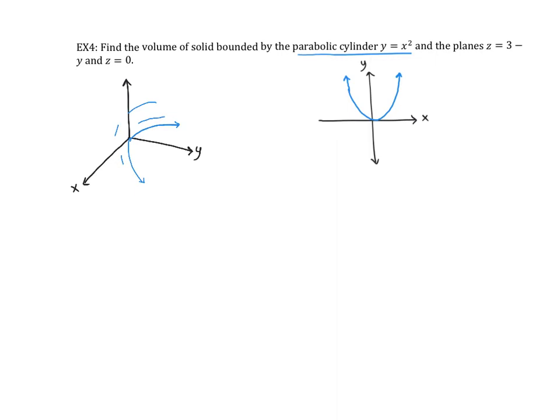So what I'm going to do is now look at my z values to figure out what kind of bound I'm going to have. Well, I'm bounded by z equal to 0, so that would be the xy plane. So I can stop there. And then I'm bounded by the plane z equal to 3 minus y. Well, when y is 0, z is 3. When z is 0, y is 3.